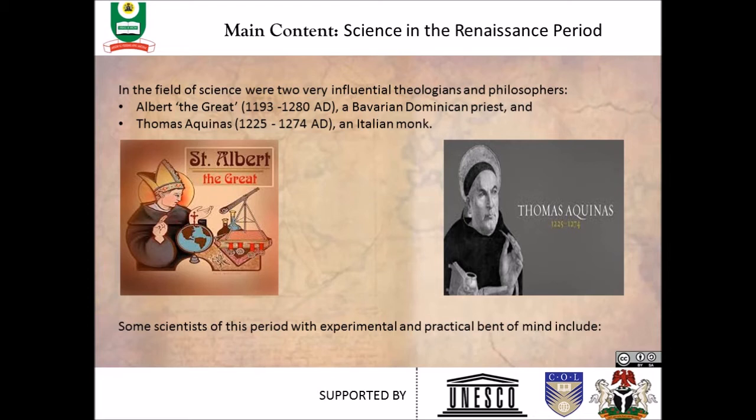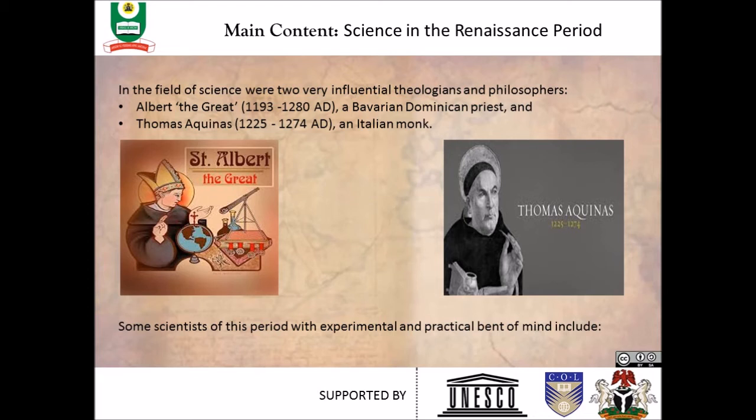In the field of science, there were two very influential theologians and philosophers: Albert the Great, 1193 to 1280 AD, a Bavarian Dominican priest, and Thomas Aquinas, 1225 to 1274 AD, an Italian monk. Both of them taught at the University of Paris. They were the first to accept the idea of a distinction between knowledge of nature and revealed knowledge. But they also pointed out that God was the author of both.